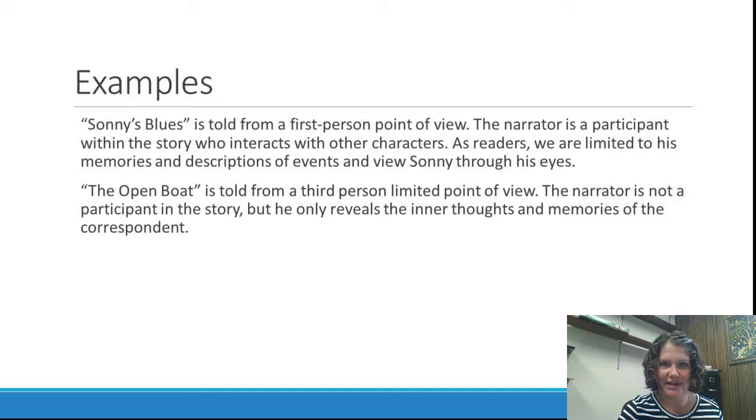However, even though he's not someone who's in the boat interacting with other characters, he only reveals the inner thoughts and memories really of one character, the correspondent. So he's a third person, sort of above everything, looking down on the men in the boat and telling us what's happening, but he's only revealing the experiences and the thoughts and the memories and in some ways the perspective of one of those 4 men in the boat.